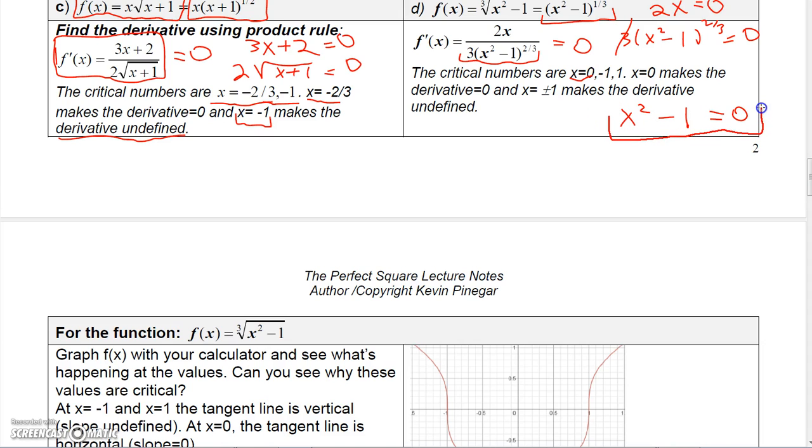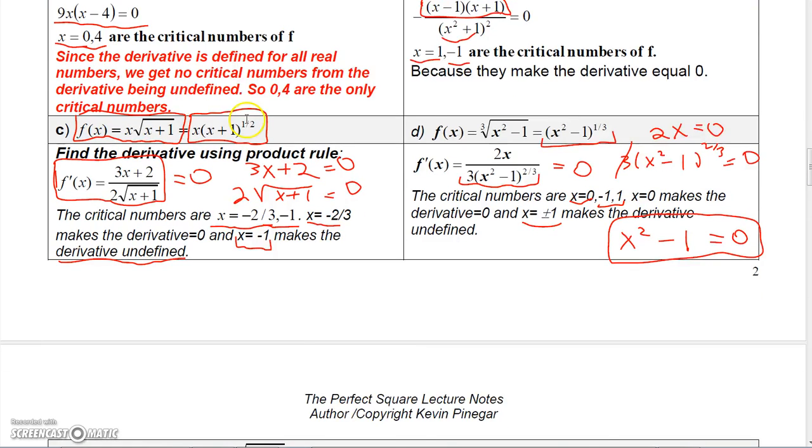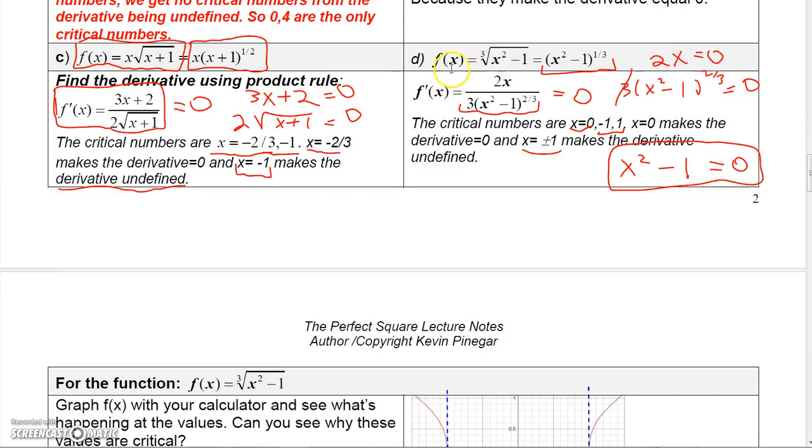Just factor that into (x plus 1)(x minus 1), and then the solutions are -1 and 1. So you got 3 critical numbers this time. 0 is a critical number because it makes the derivative 0, and plus or minus 1 are critical numbers because they make the derivative undefined. I invite you to graph all 4 of these functions and investigate what's happening at the points of these critical numbers. But on here, I just went ahead and did the last one.